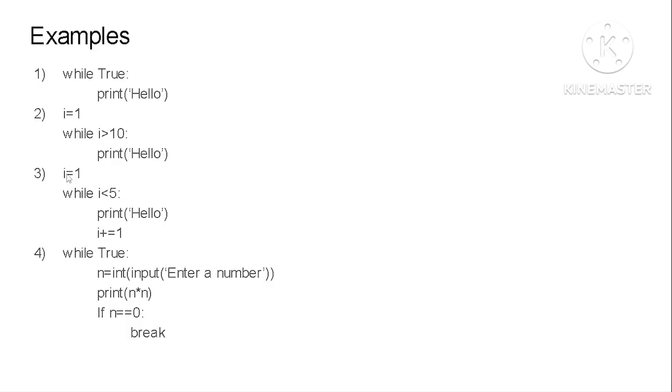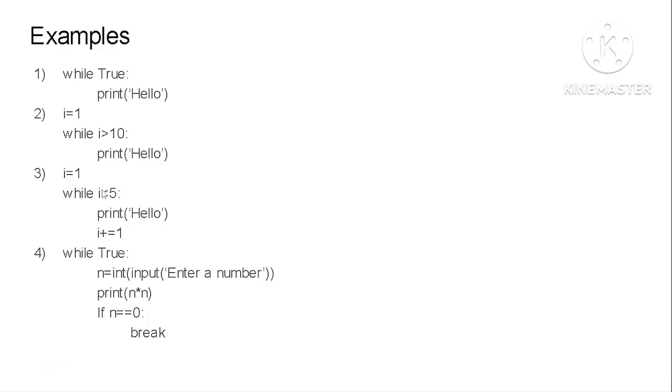Now look at the third example, i equal to 1, while i is less than 5, print hello. So 1 is less than 5, so hello will get printed. But how to stop this loop? At one point the condition should become false, only then the loop will stop. So I am incrementing the value of i by 1.